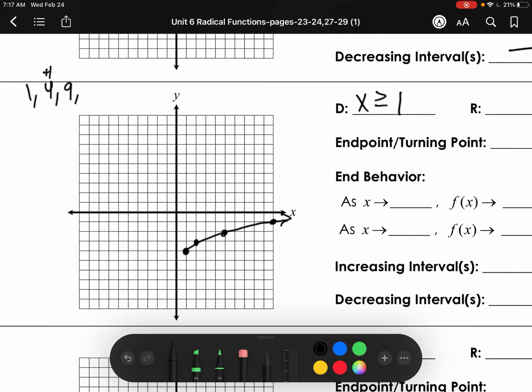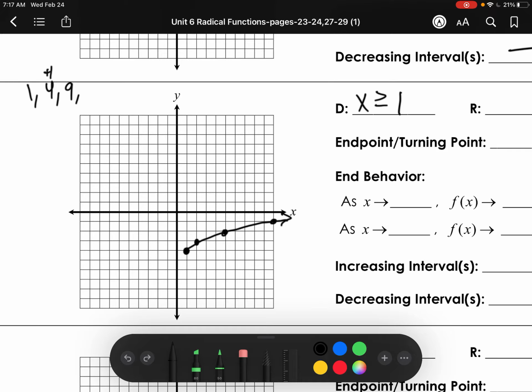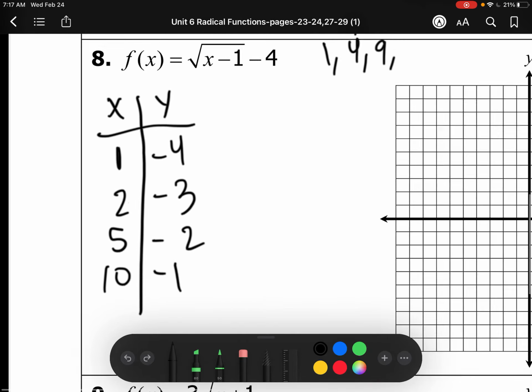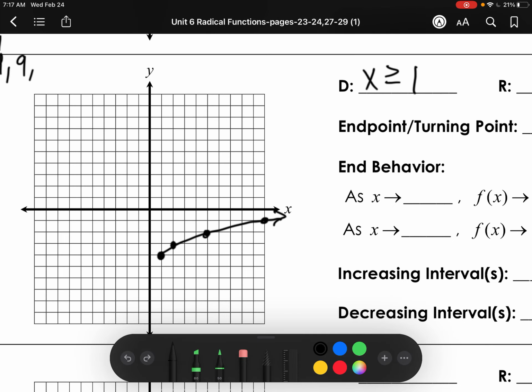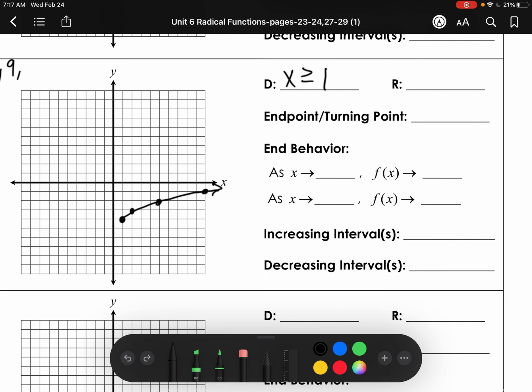Before it was 0, right? But this time we can't plug in 0. If you plug in 0 into this function, your equation would be undefined because you'd get a negative radicand. So our domain is x is greater than or equal to 1. And then our range refers to our y values that we can get, right? So the lowest y value that we can get is negative 4. So our range is y is greater than or equal to negative 4.